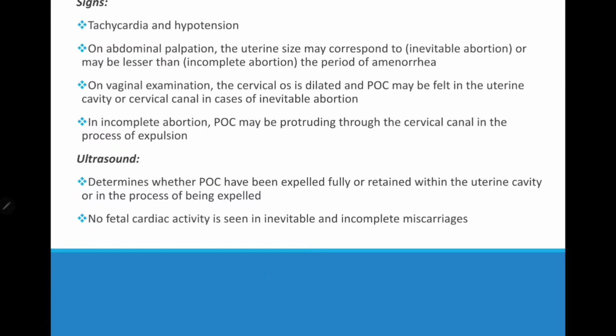So what are the signs? The signs are tachycardia and hypotension. On abdominal palpation, the uterine size may correspond to inevitable abortion, or maybe lesser than the period of amenorrhea in incomplete abortion. In a case of inevitable abortion, the uterine size corresponds to the period of amenorrhea, but in an incomplete abortion, the uterine size is going to be lesser than the period of amenorrhea.